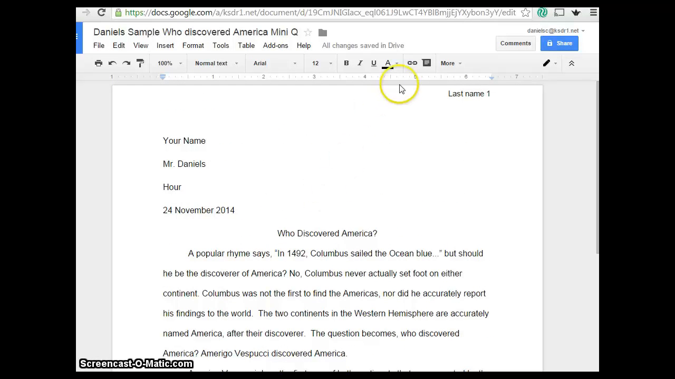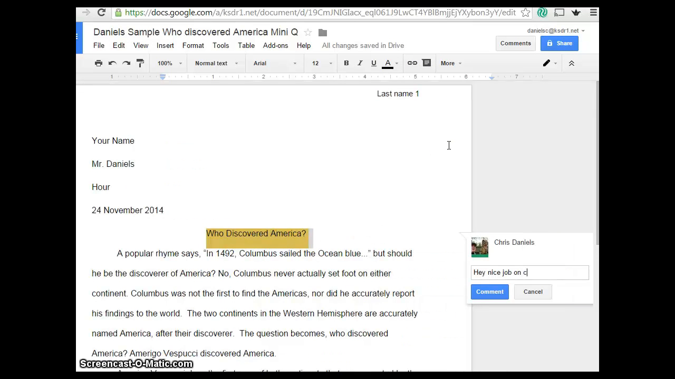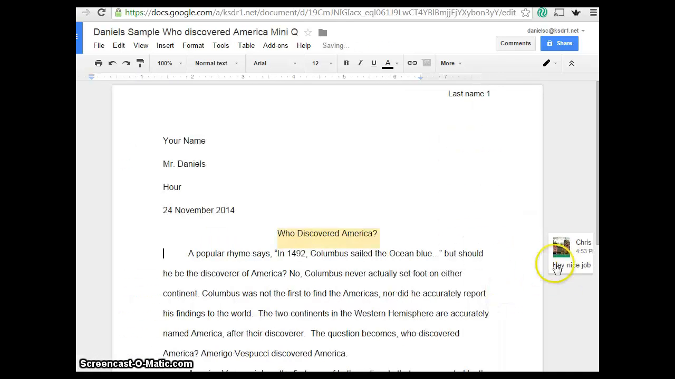If you have any comments, you highlight what you want to change. You hit comment, and you would type to them, hey, nice job on centering the prompt. Boom. Okay, and comment. Then they will get all your comments, and essentially we can make each other better through our arranged marriages and accomplish our goal of 85% of you writing at 85%.